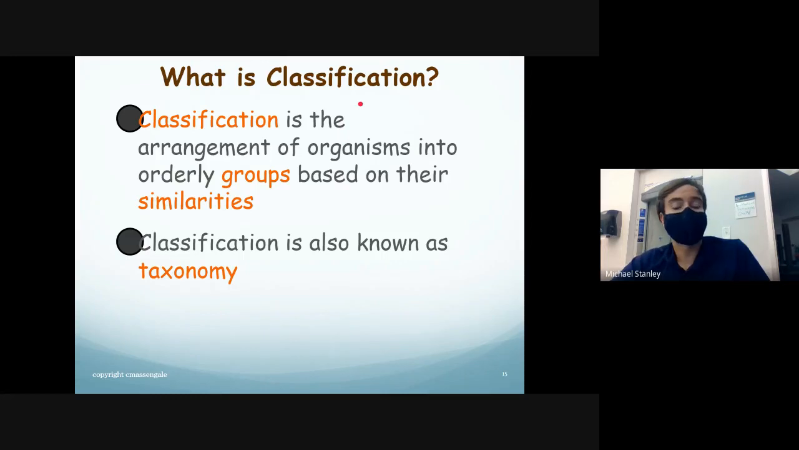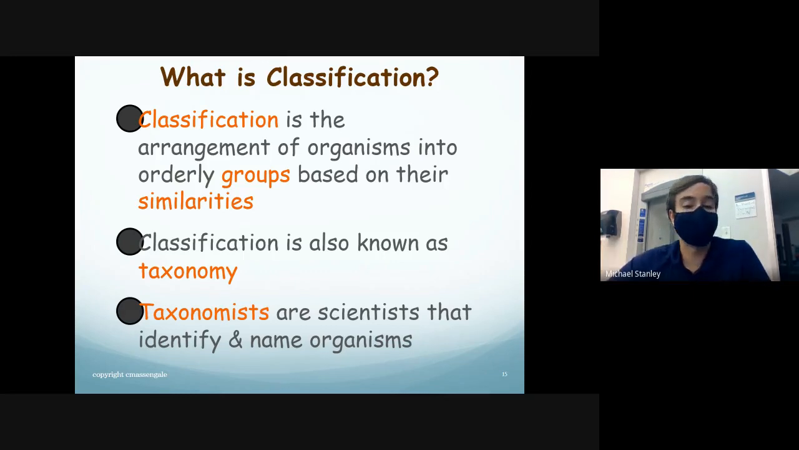So classification also has a fancy scientific name of taxonomy. And it's essentially all about trying to figure out exactly which group a certain organism belongs to. Which group does an organism share the most number of characteristics with?